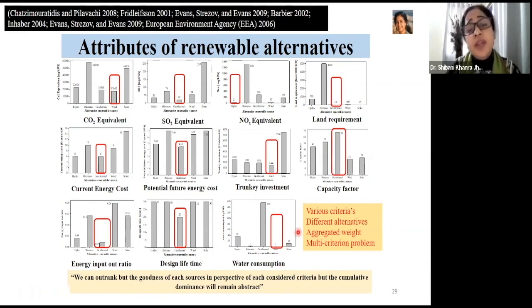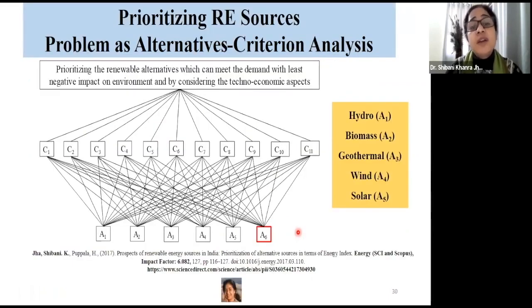So from these attributes of renewable alternatives, one can understand there are various criteria which need to be taken into account to establish which alternatives are ranked better than the others. So we have different alternatives, then various criteria to be taken into consideration, and then finally we come out with some aggregated weight to judge the different alternatives. So this turns out to be a multi-criterion problem, which you can understand schematically here.